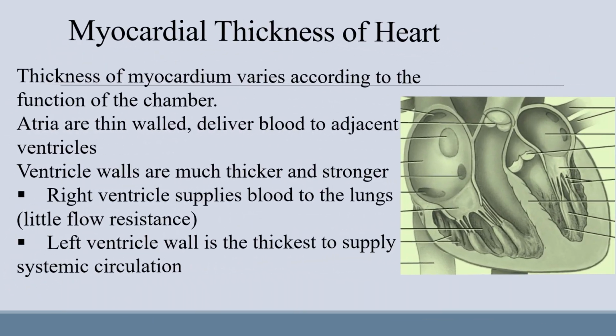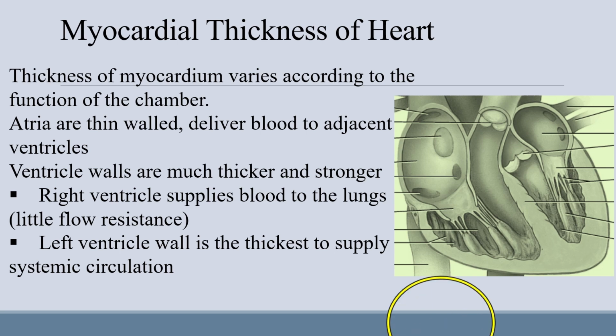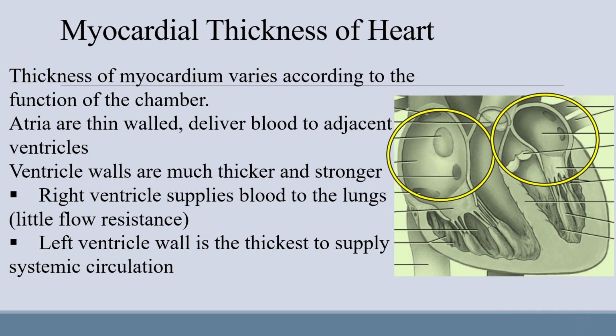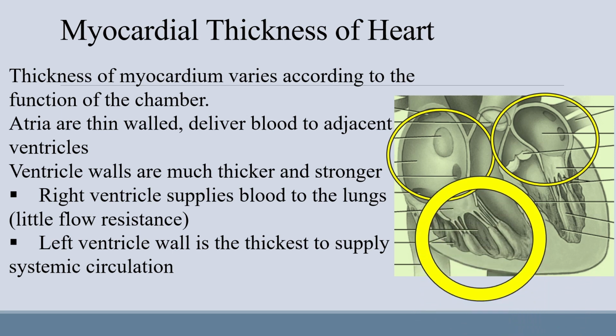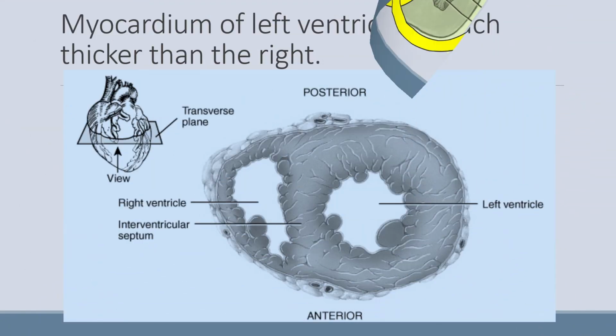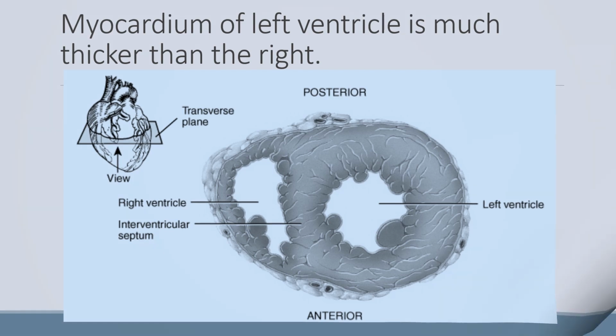Do you know how thick the myocardium is? Let's see. It is surprising that the thickness of the myocardium varies according to the function of the chamber. Atria are thin-walled and deliver blood to adjacent ventricles. Ventricle walls are much thicker and stronger. The right ventricle supplies blood to the lungs, where there is little flow resistance. The left ventricle wall is the thickest to supply the systemic circulation. It is important to know that the myocardium of the left ventricle is much thicker than the right.